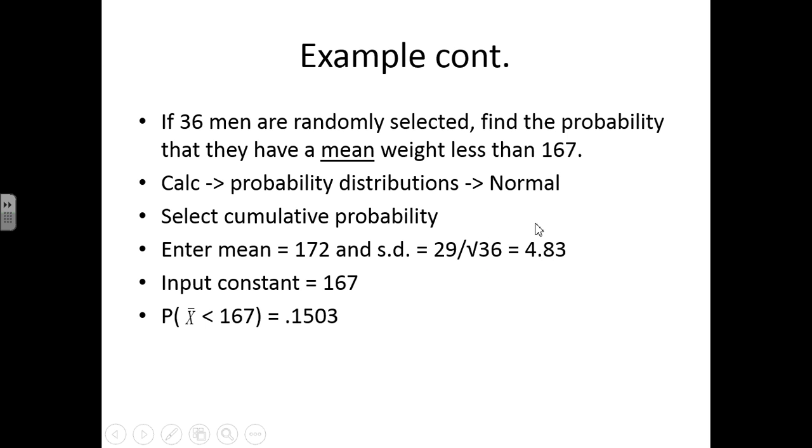So we enter in this new value now as our standard deviation. Everything else stays the same. Our input constant is still 167. And we find the probability that a sample mean of 36 men is less than 167 is a little over 15%. Okay, so that's an application. That's how we use the central limit theorem.